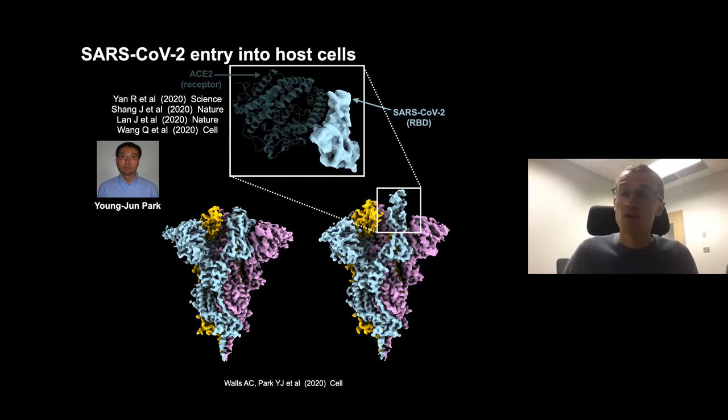So these structures really showed that the entry mechanism was probably quite similar in terms of conformational changes between SARS-CoV-2 and SARS-CoV-1 and MERS-CoV, and they've really been used as blueprints by thousands of groups worldwide to map the emerging mutants, as well as to develop vaccines and therapeutics.